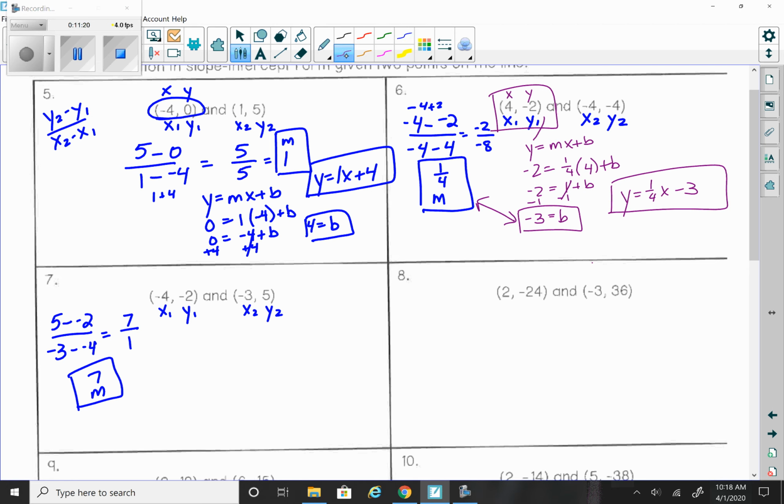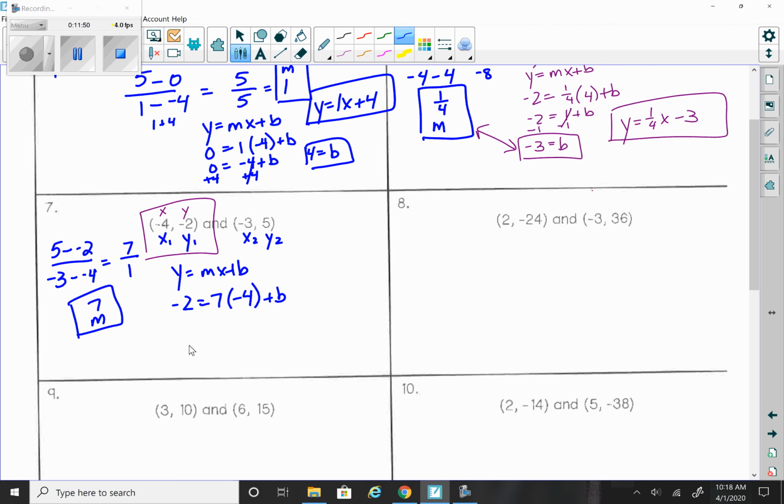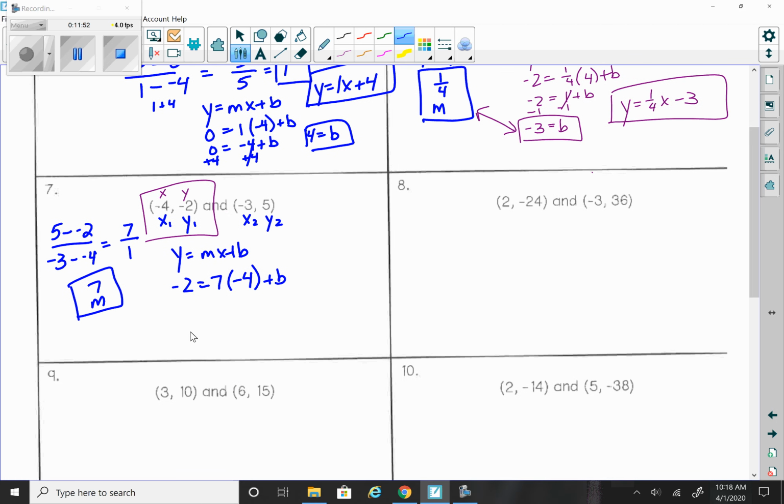And again, I take a point. Let's say I take the first point. I'll say -4 is my x and -2 is my y. And I'm going to plug all of these values into slope-intercept form. So again, taking y equals mx plus b, I'm going to plug in -2 for y, 7 for m, -4 for x, plus b. Again, the whole point here is I'm trying to solve for b because I don't know what b is.